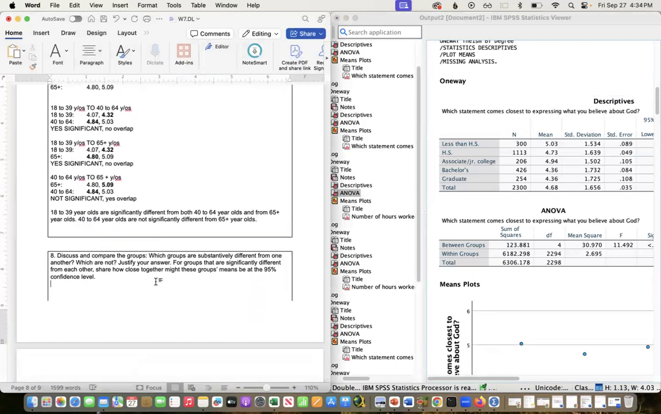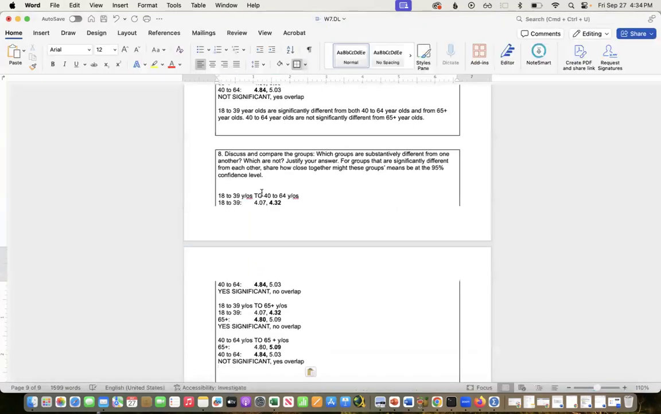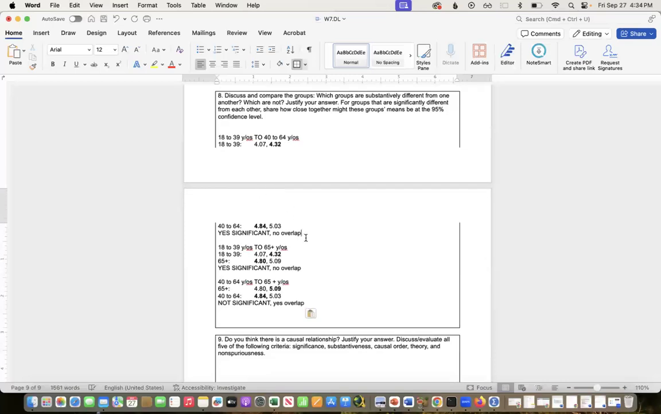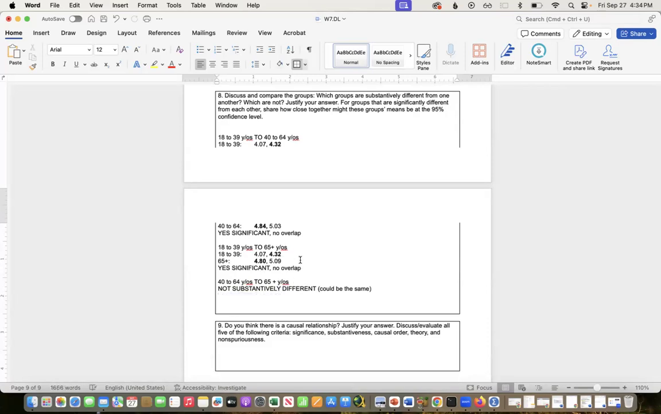Okay, so now it says which are substantively different or not. And for groups that are significantly different, show how close they might be. Okay, so if we just look at these groups again, so we know that the 40 to 64-year-olds and the 65 plus year olds were not significantly different. So this one is not substantively different, right? Because they could be the same, right? It could be zero different. So again, these overlap. These two don't overlap.